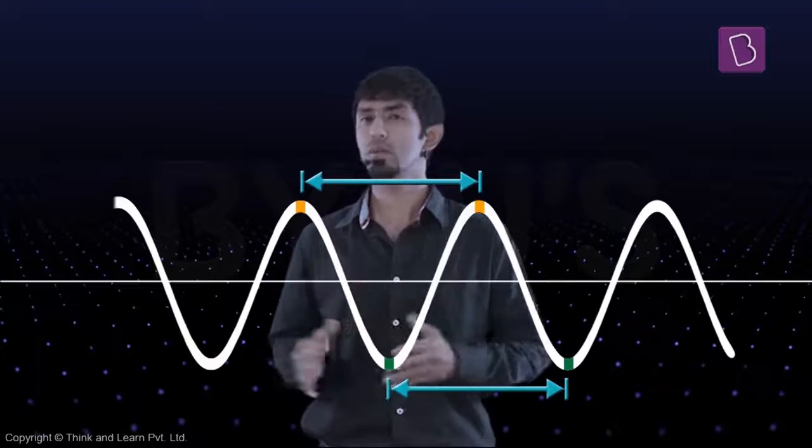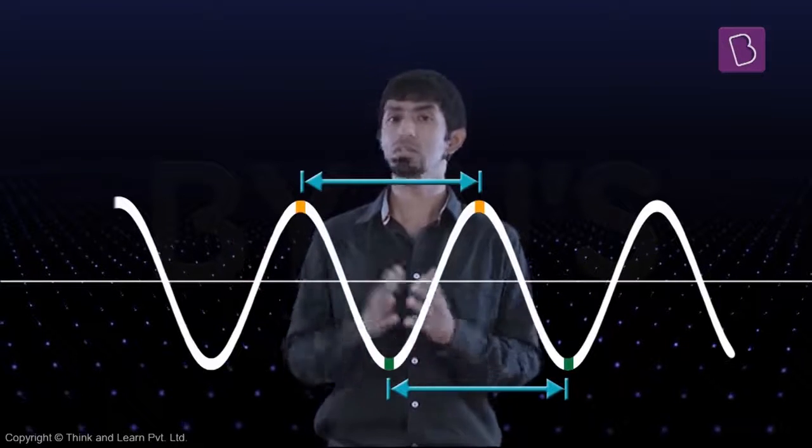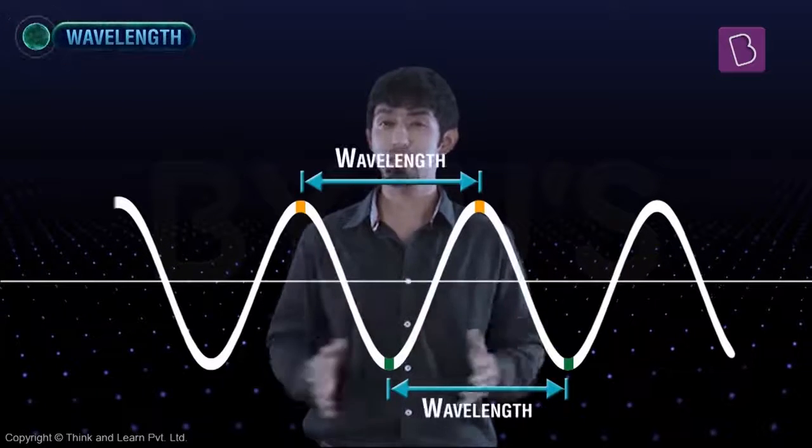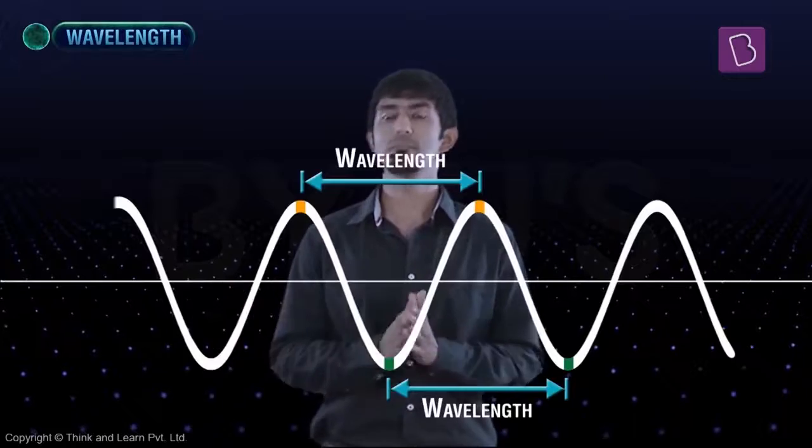You already know they're going to be equal, right? The distance between two crests and two troughs is going to be equal, and that particular distance is what we're going to call a wavelength. So it's the length of this wave.